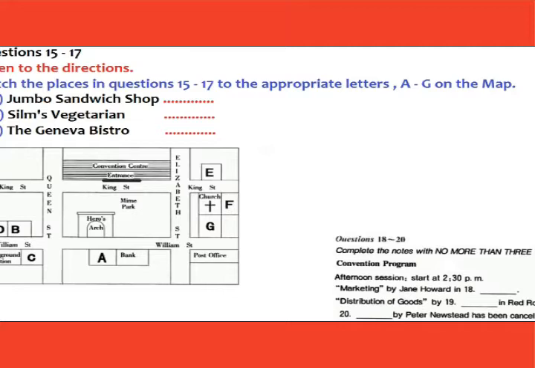From the centre, just turn right up King Street and turn left into Queen Street. Go along Queen Street until you get to the William Street, then turn right. You'll spot it right next to the William Street Underground Station. Slim's Vegetarian is also nearby. Just turn left as you leave the centre into King Street, cross over Elizabeth Street, and it's on your left, directly opposite the church. Finally, the Geneva Bistro is always a popular place in this area.